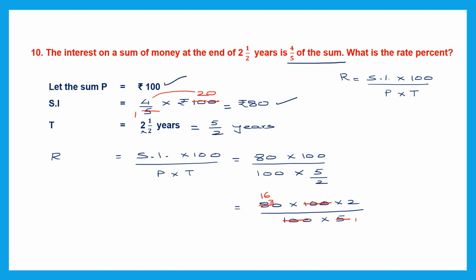Now let's multiply what we have in the numerator. 16 into 2. 16 into 2 is 32, and in the denominator we have 1. So that's 32 by 1. That means rate is equal to 32% per annum. So this is our final answer. 32% per annum is the final answer.